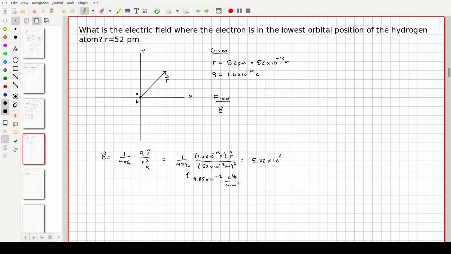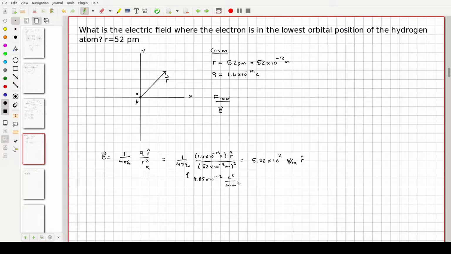You're going to lose one of the coulombs at the bottom, right? And you're going to lose the meters squared. So this ends up being newtons per coulomb. Okay? So the idea here is that for every 1 coulomb you would place here, it would experience 5.32 times 10 to the 11th newtons worth of force.